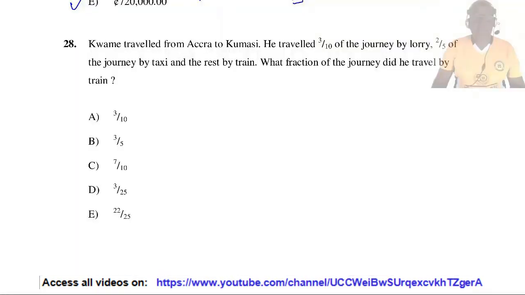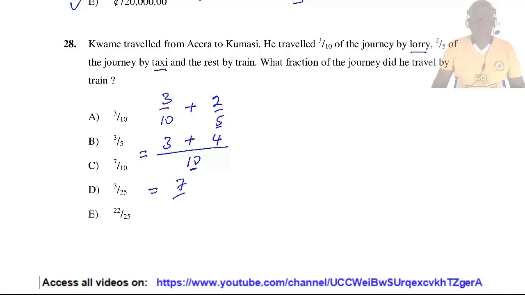Question 28. Kwame traveled from Accra to Kumasi. He traveled 3 over 10 of the journey by lorry and 2 over 5 of the journey by taxi and the rest by train. What fraction of the journey did he travel by train? We shall find the fraction traveled by lorry and then taxi. It's going to be equal to 3 over 10 plus 2 over 5. The LCM equals 10. 10 into 10, we shall get 1 times 3 for the first fraction. 2 into 10, 2 times 2, 4. So 7 over 10 is the total of the two fractions.